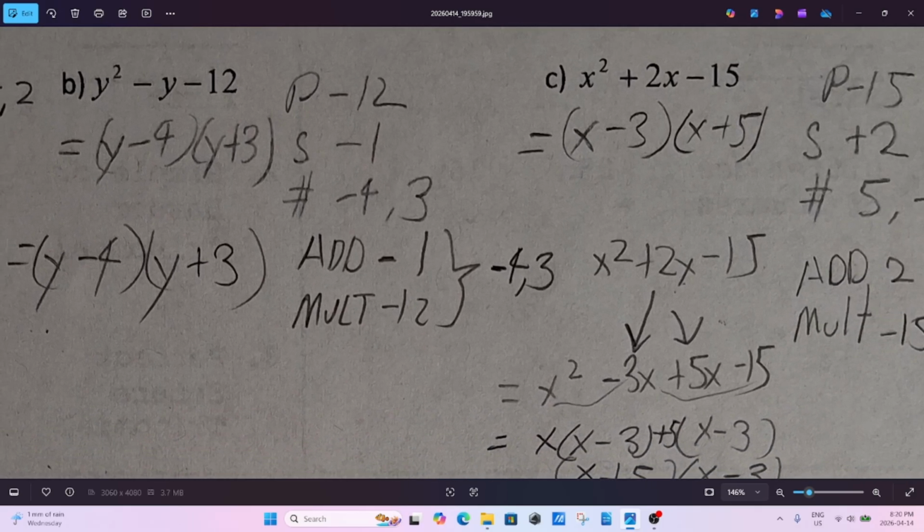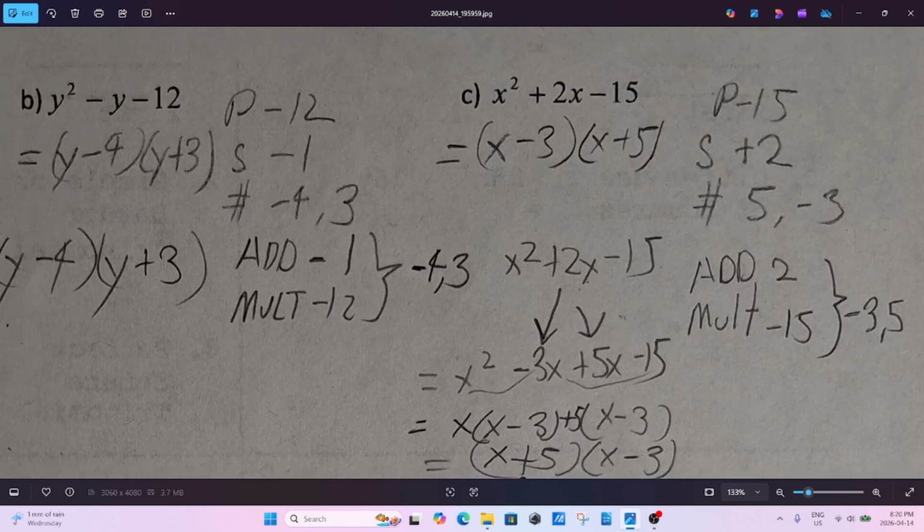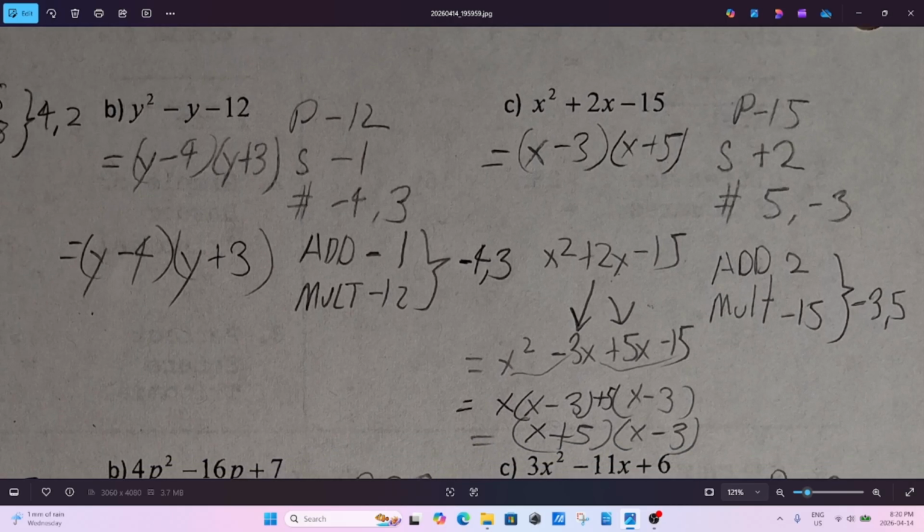Question B. y squared minus y minus 12. So the product is negative 12 and the sum is negative 1. So the numbers are negative 4 and 3. So we just write y minus 4 and y plus 3. And then C, x squared plus 2x minus 15. The product is negative 15 and the sum is 2. So the numbers are 5 and negative 3. So we just get x minus 3 and x plus 5.